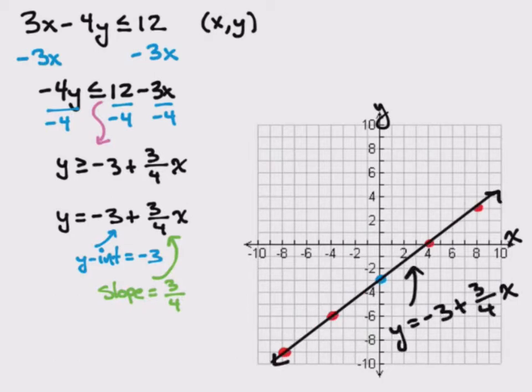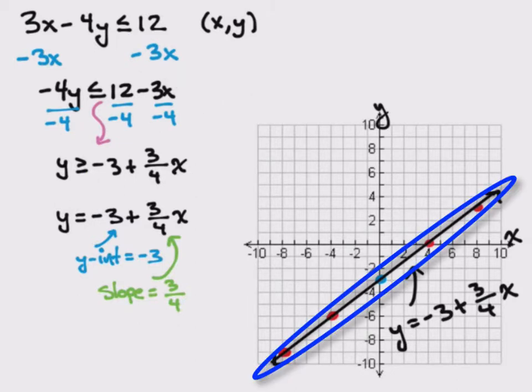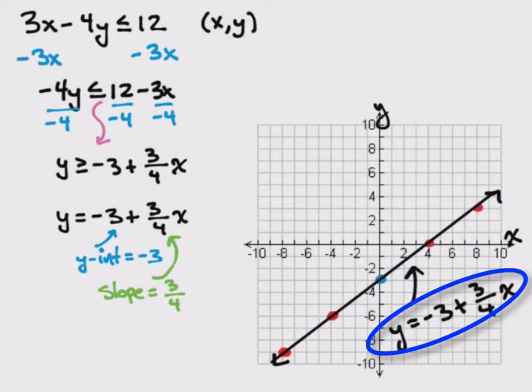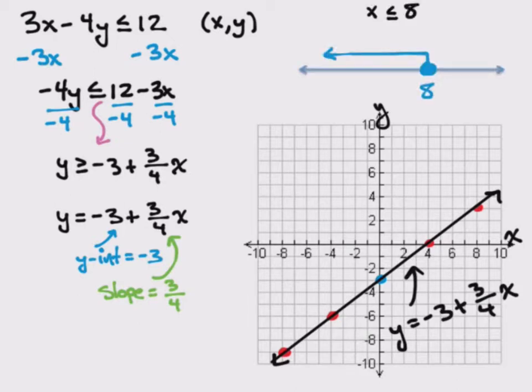Alright, so there's our boundary line, and I really strongly suggest labeling your boundary line when you draw it. Now, note that since our equation is y is greater than or equal to -3 plus 3/4 x, the ordered pairs on this boundary line are included in our solution set, because for each of those ordered pairs, the y value is exactly equal to -3 plus 3/4 x. And so that's why we draw a solid boundary line, to show that these ordered pairs are part of the solution set. This is the exact same thing as drawing in a filled-in circle before, when we had x is less than or equal to 8.